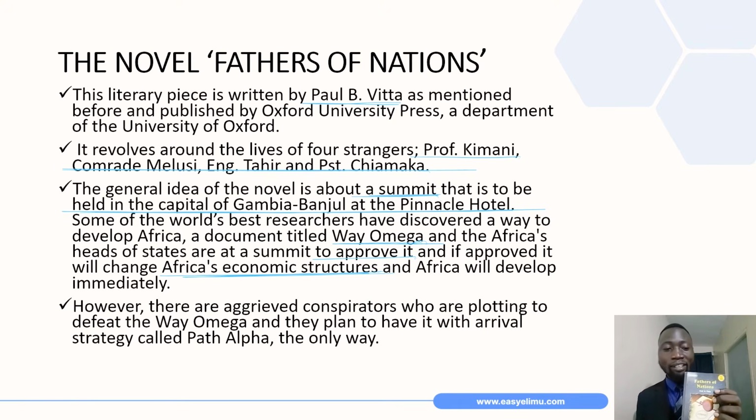Something interesting is about to come up. Now, however, there are aggrieved conspirators. So there is some kind of conspiracy. So there are aggrieved conspirators who are plotting to defeat the Way Omega document. And what is their plan? So their plan is to have the Way Omega document replaced with a rival strategy that is called Path Alpha, the only way. That is according to the pioneers.